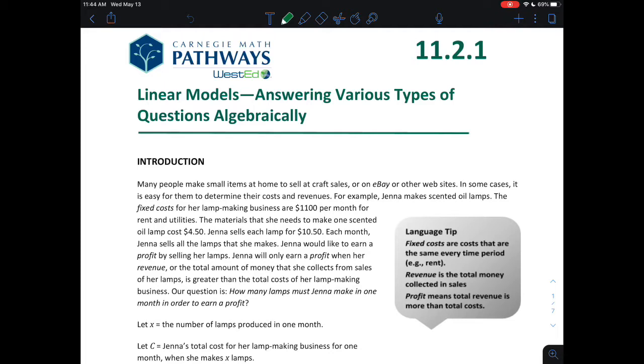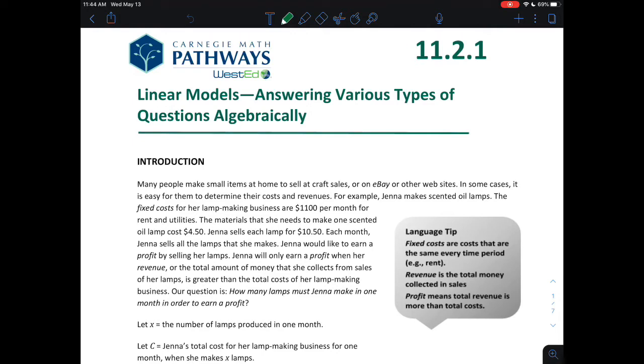For example, Jenna makes scented oil lamps. The fixed costs for her lamp-making business are $1,100 per month for rent and utilities. The materials that she needs to make one scented oil lamp cost $4.50. Jenna sells each lamp for $10.50. Each month, Jenna sells all the lamps that she makes. Jenna would like to earn a profit by selling her lamps.